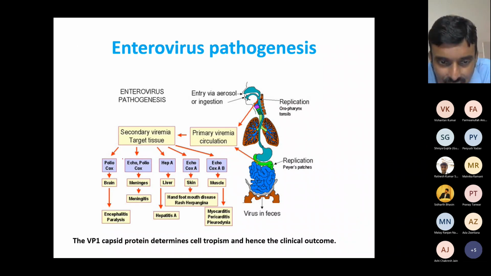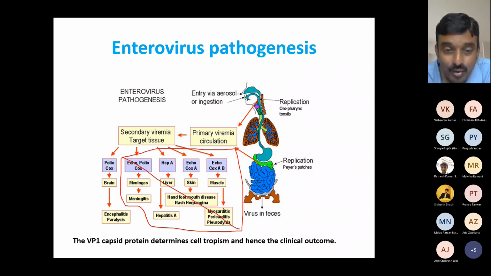Now, this is just an overview. At this point, don't worry about this part. Just forget about this part right now. Just focus on this part. Now, let's see how it goes.